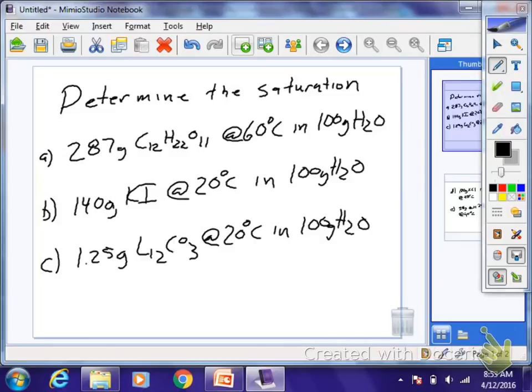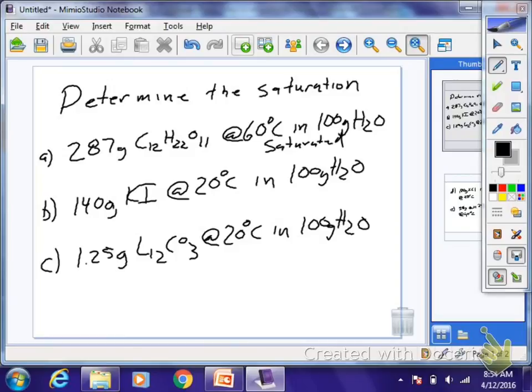So is that saturated, unsaturated, or supersaturated? Saturated. Okay, so this matched up on the table at 60 degrees, right? So if the number 287 matches up with the number on the table per 100 grams of water, that's a really easy question to answer. That's saturated.